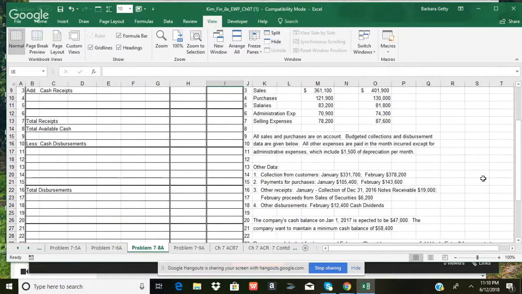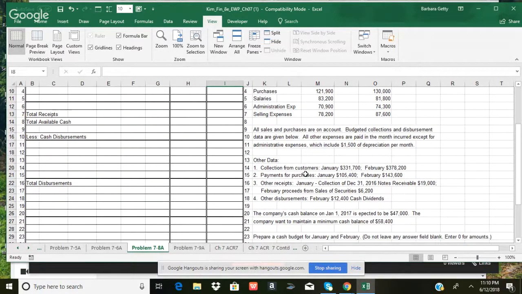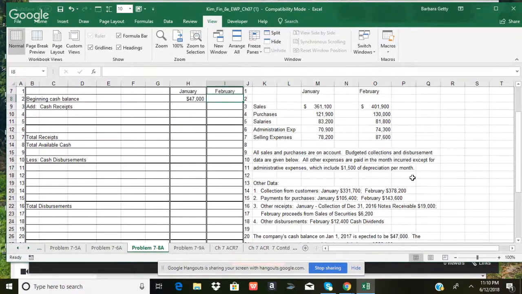So we're going to go to the first one, and it says collection from customers. January, $331,700, and February, $378,200. So we start here and we do our beginning cash balance, and we add our cash receipts. The first one of adding cash receipts will be collection from customers.